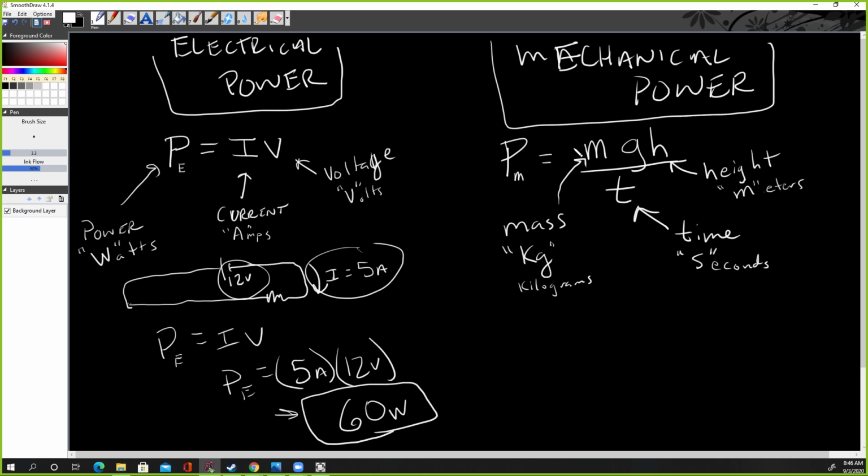Now, what is the G? The G is equal to this, folks. Please note this: G is always 9.8. Its unit is meters per second squared. That's the gravity on Earth.